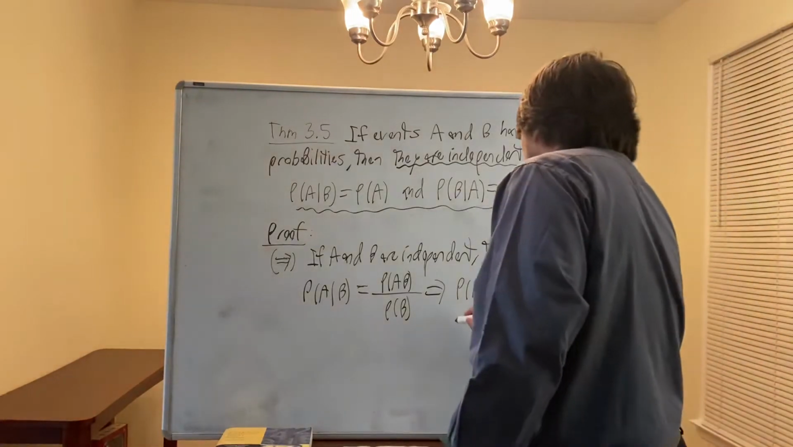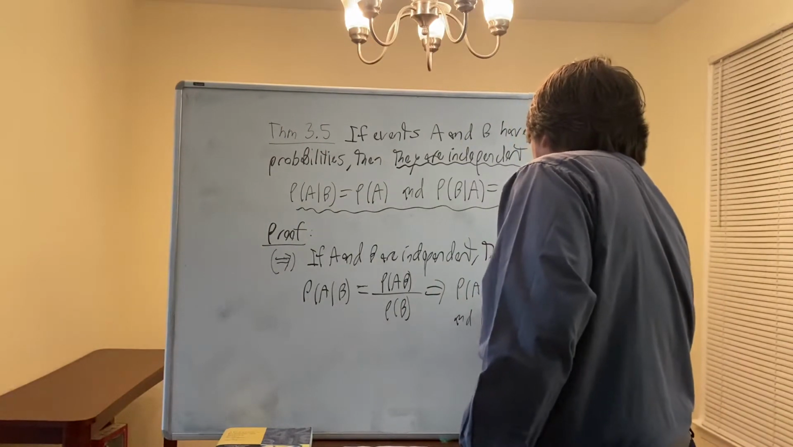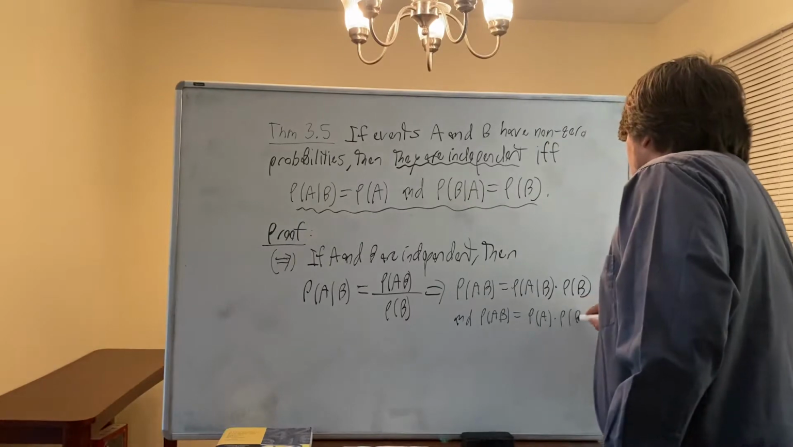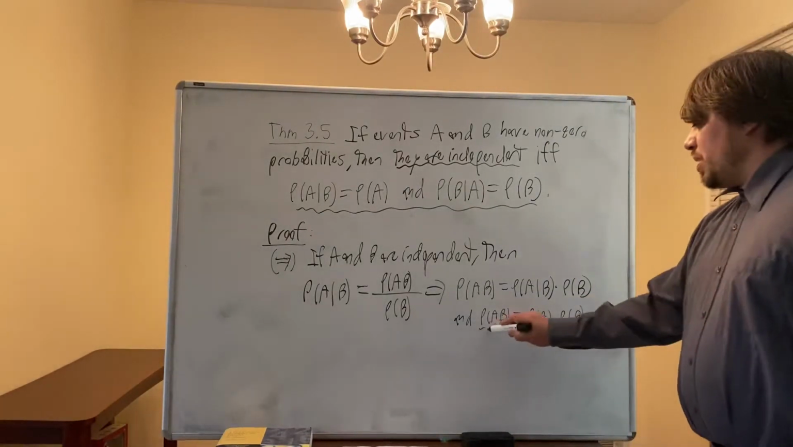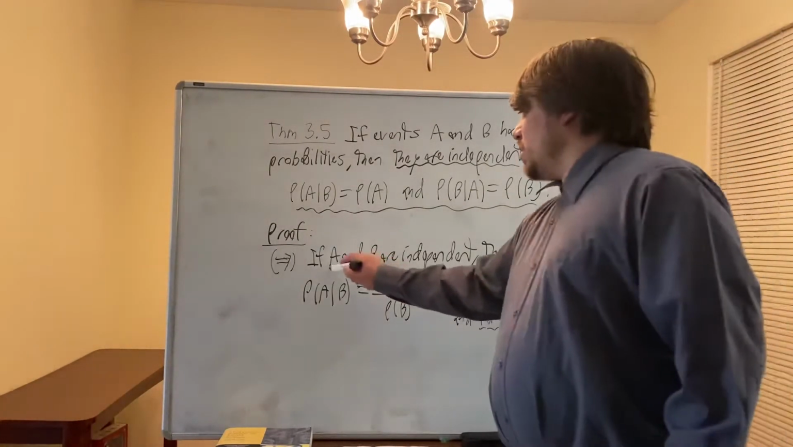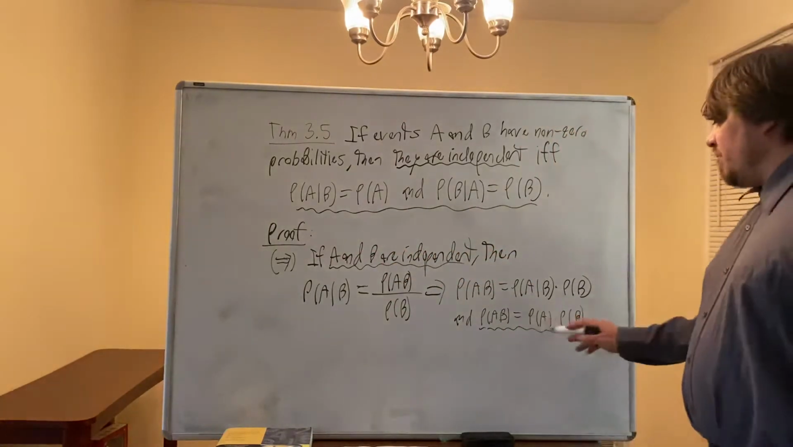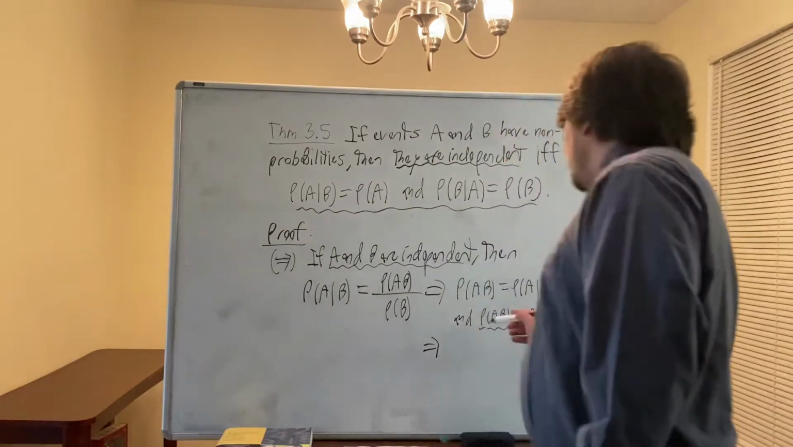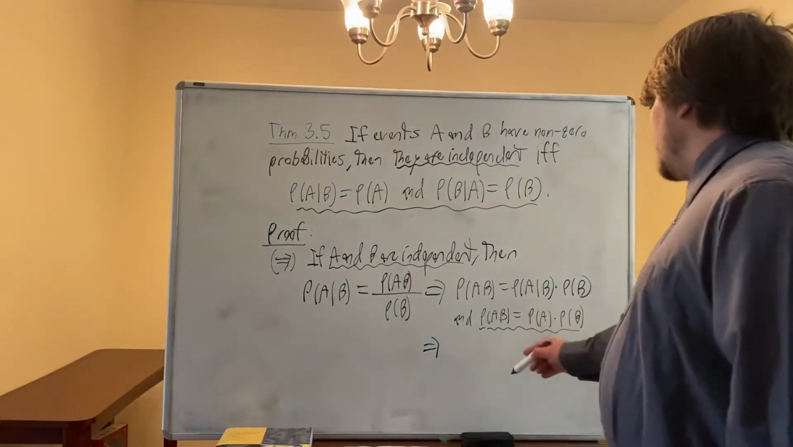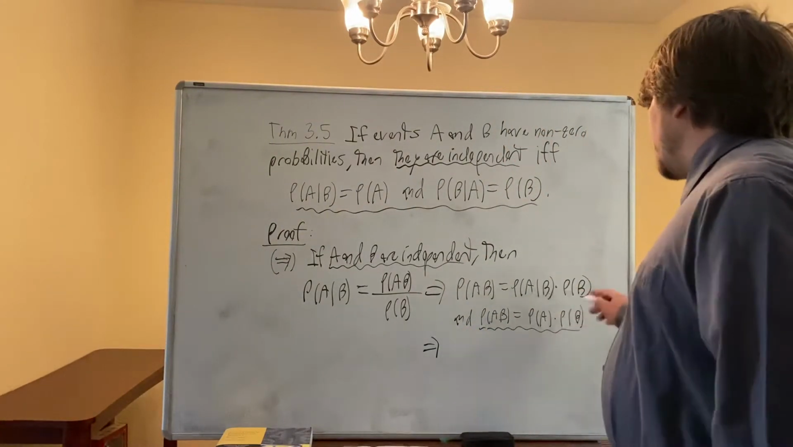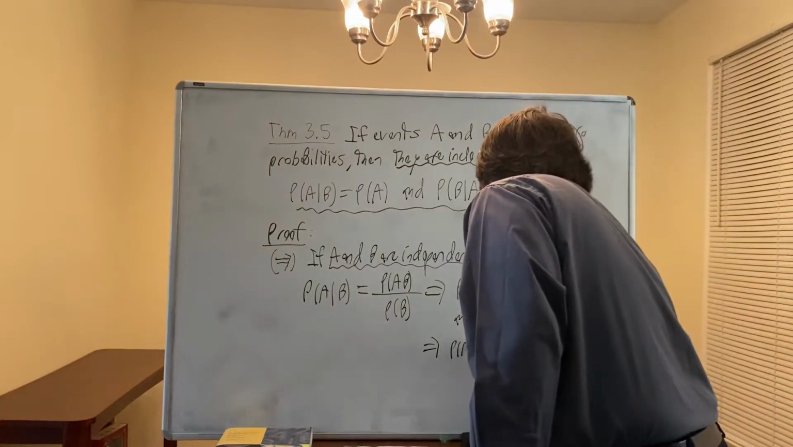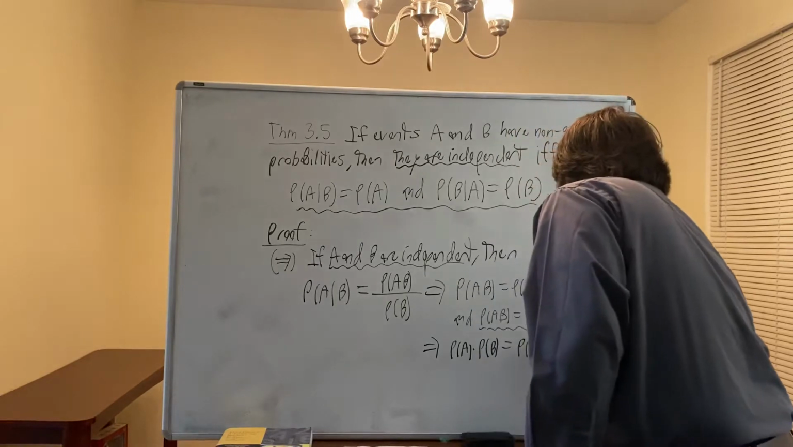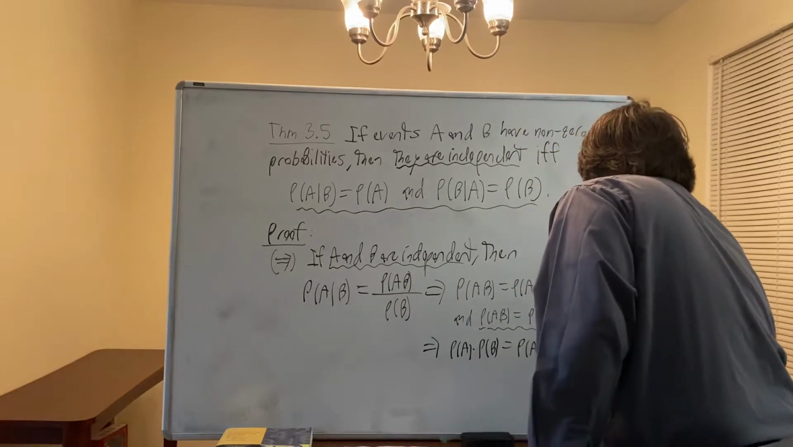And the probability of AB is also equal to the probability of A times the probability of B, because A and B are independent. So what that implies is that the probability of AB is equal to both, and so this product is equal to that. So the probability of A times the probability of B is equal to the probability of A given B times the probability of B.